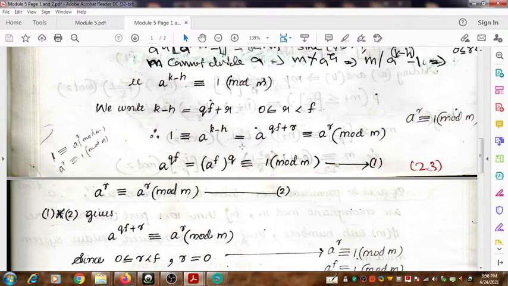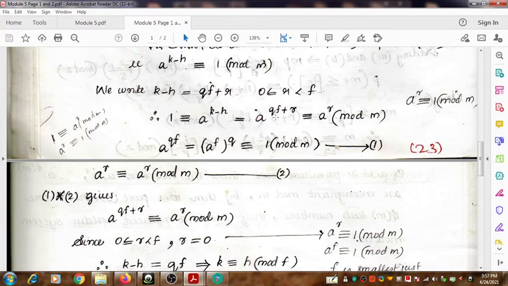Okay, after that you can replace this k minus h by qf plus r together with this condition. You can keep that condition aside and then substitute. After substitution you get a raised to qf plus r, and we are now going to establish that this is congruent to a raised to r mod m. How? That you can do.